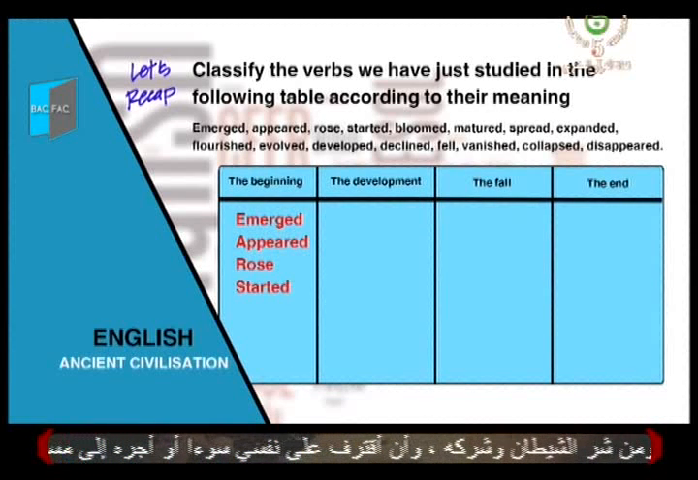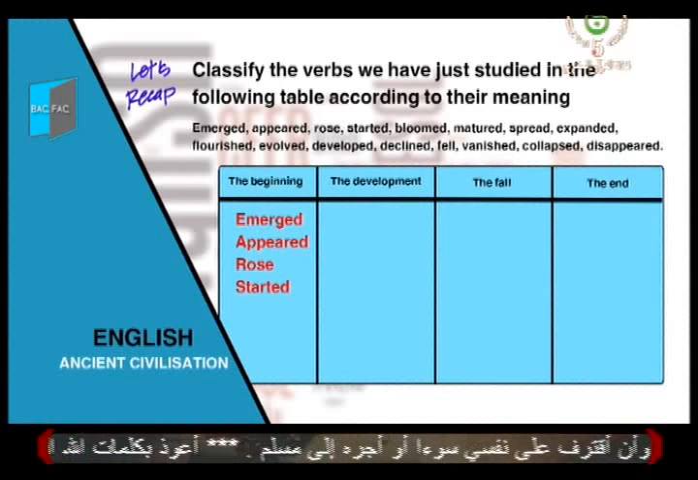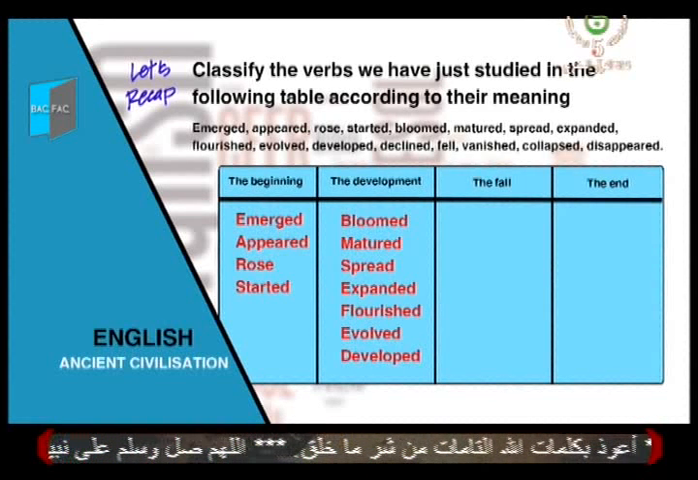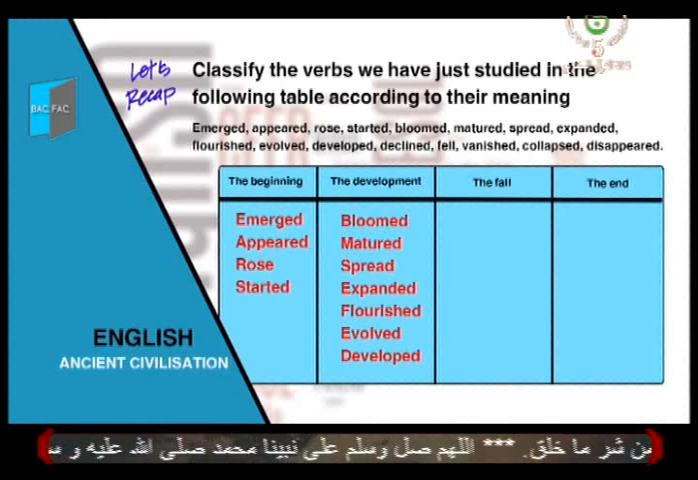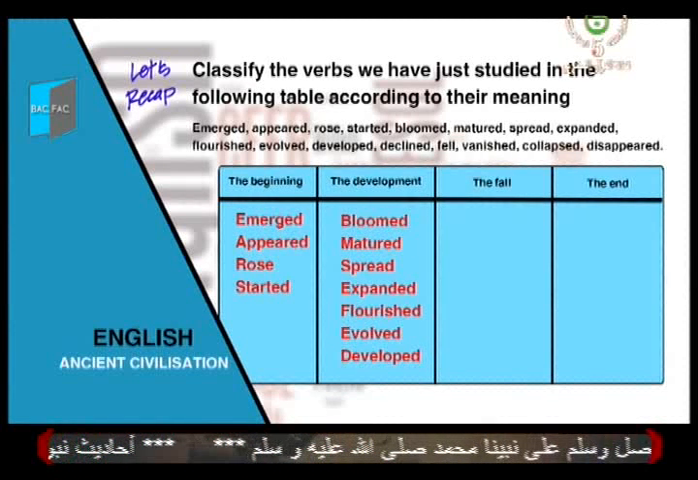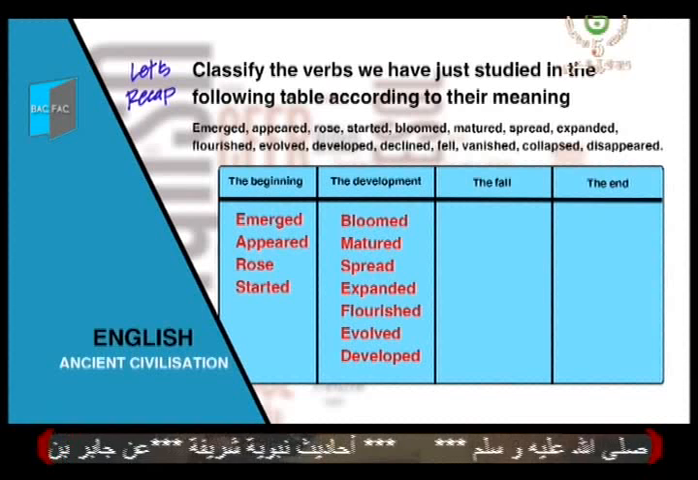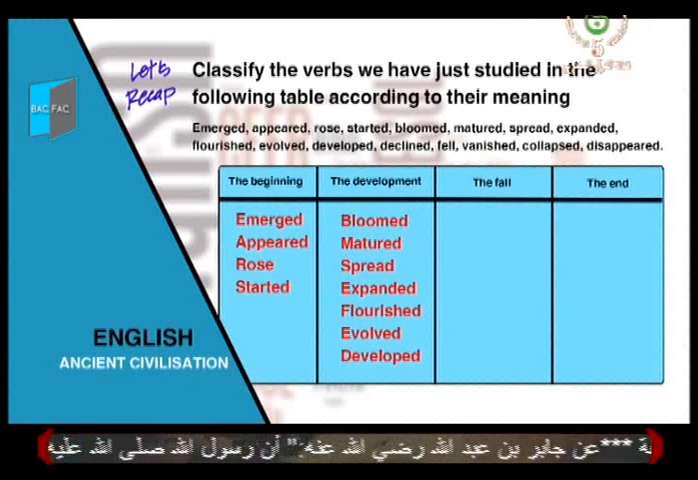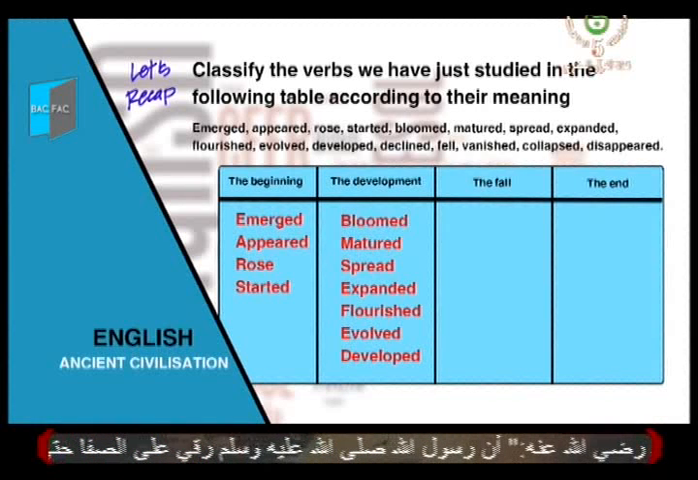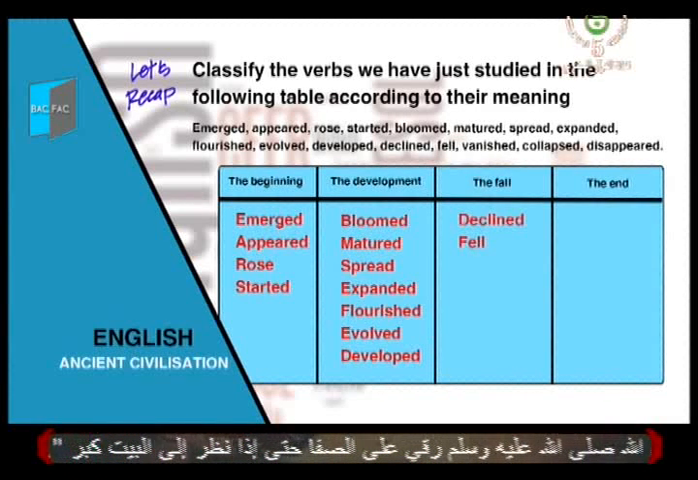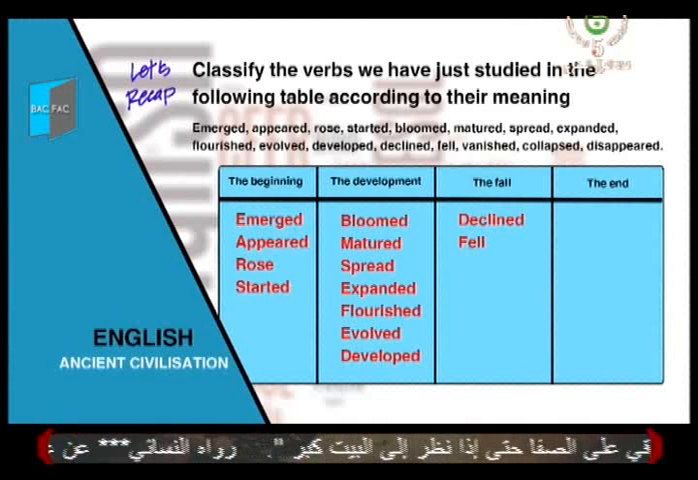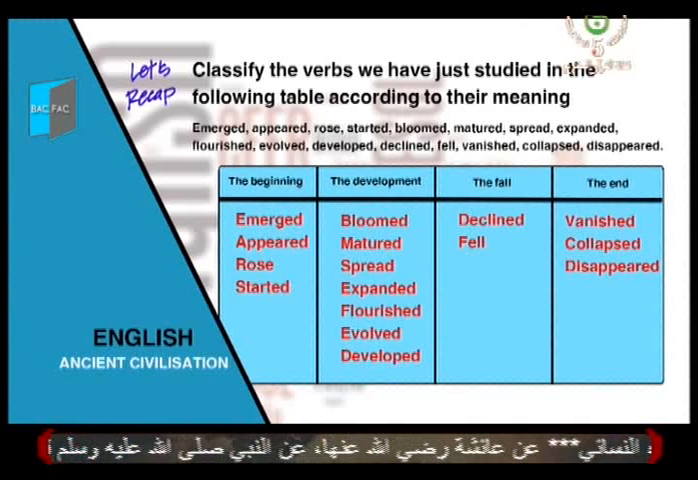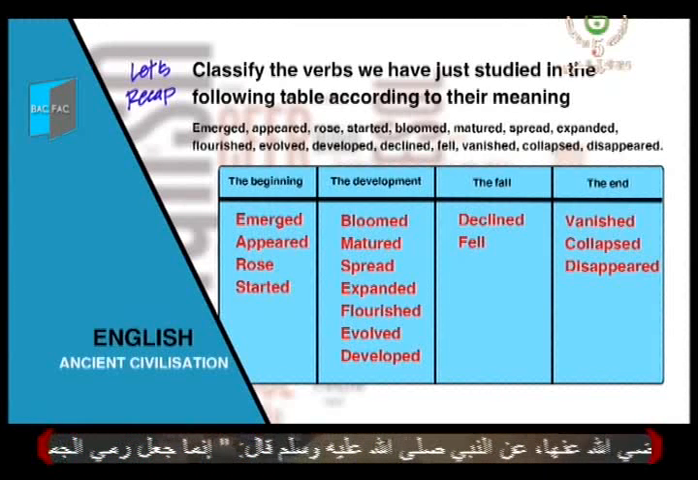Good. Those which represent the development are bloomed, matured, spread, expanded, flourished, evolved, and developed. Only two verbs express the decline of a civilization. They are declined and fell. And the verbs that correspond to the end are vanished, collapsed, and disappeared.